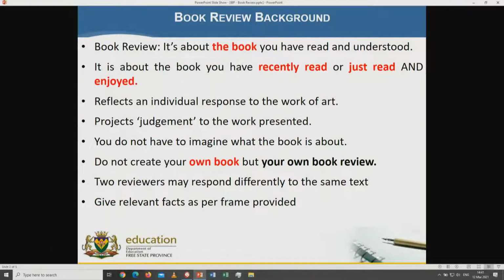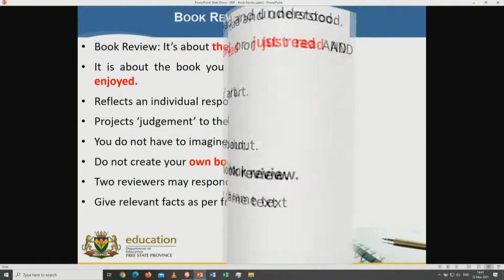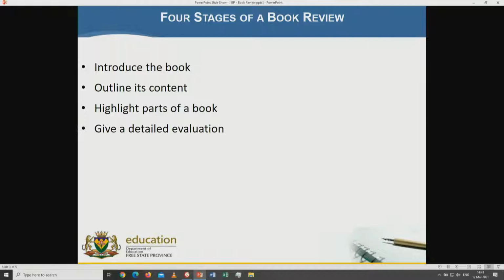Now, the second aspect that we are going to talk about is the 4 stages of a book review. In a book review, you need to introduce the book. When you introduce the book, you give us the title of the book. You tell us what type of book the book you have read is. Is it a fiction? Is it a non-fiction? You need to give us those details.